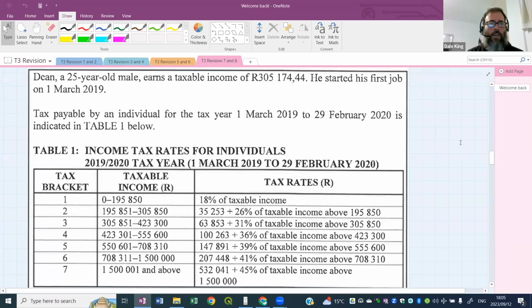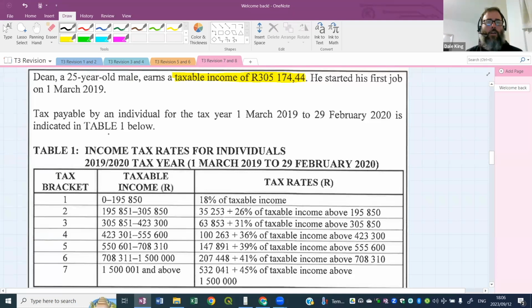All right, let's have a look at the tax table and let's look at the scenario. We have Dean, a 25-year-old male, and he earns a taxable income of 305,174.44. So that's important. He started his first job on the 1st of March 2019. All right, 1st of March is very significant because that's the beginning of the financial year, which means he will be dealing with this tax table.